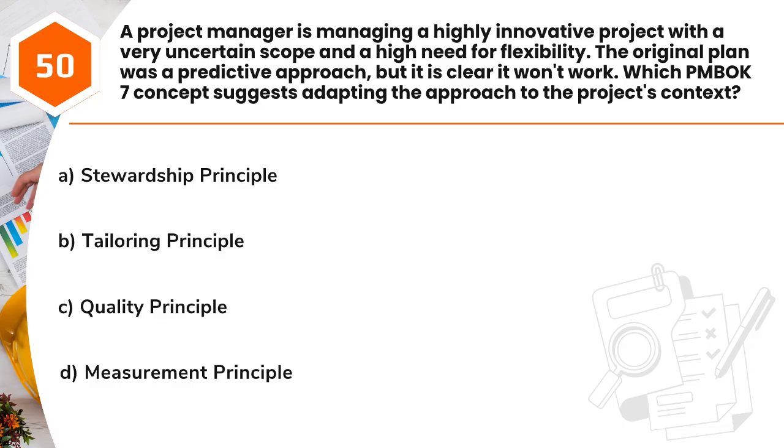Question 50. A project manager is managing a highly innovative project with a very uncertain scope and a high need for flexibility. The original plan was a predictive approach, but it is clear it won't work. Which PMBOK 7 concept suggests adapting the approach to the project's context? A. Stewardship principle. B. Tailoring principle. C. Quality principle. D. Measurement principle.